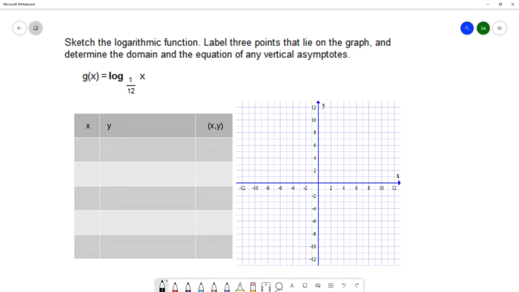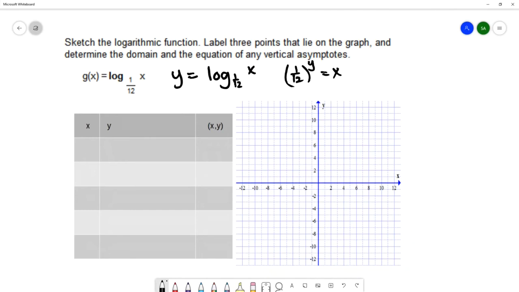So first of all, recognize that g of x is the same thing as y. So this is y equals log base 1/12 of x. If I write this as an exponential, it will be 1/12, that's the base of the log, to the exponent of y. Logs always equal the exponent or the power. And then this expression equals x. So the equivalent equation in exponential form is 1/12 to the y equals x.